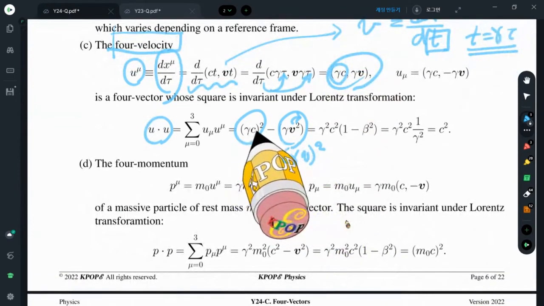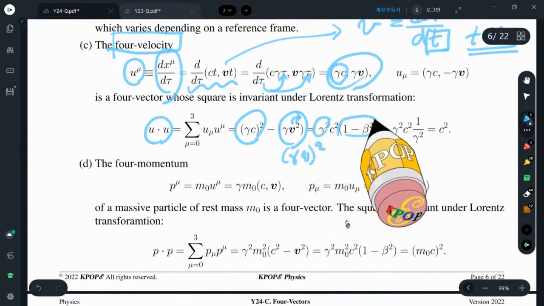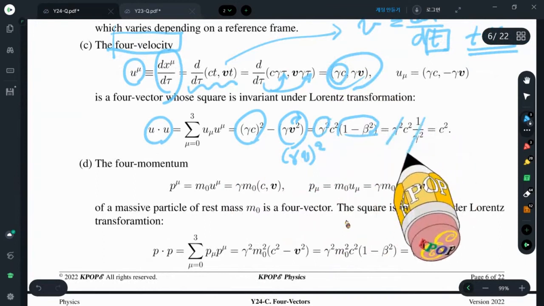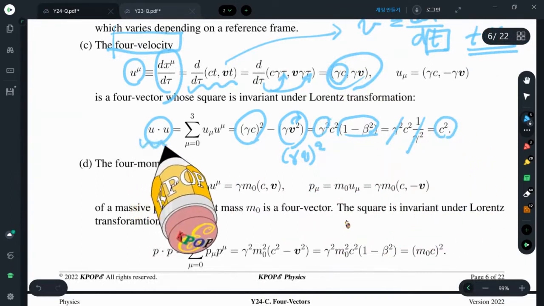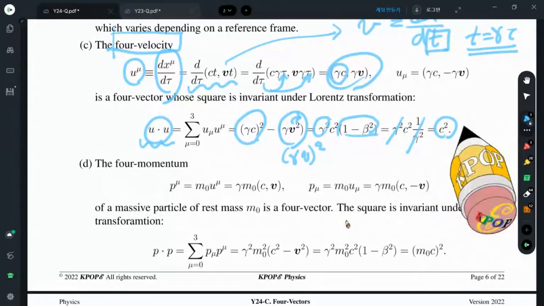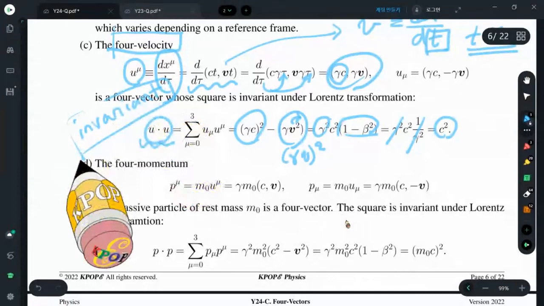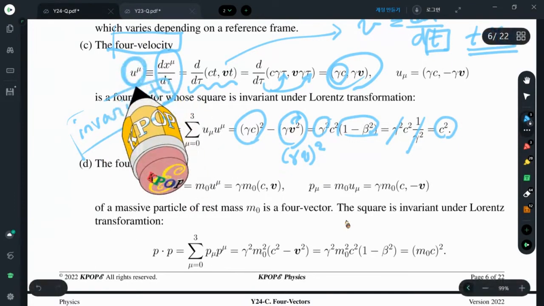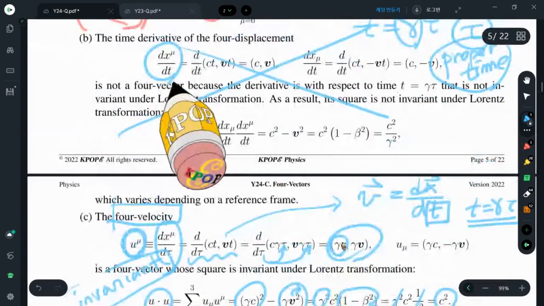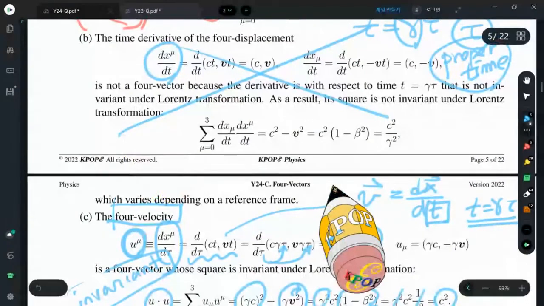So if we factor gamma c squared out, it becomes this one. We remember this one multiplied by this one is 1. Now we can see u squared is c squared, the speed of light squared, so it is an invariant quantity. Because for a vector, the scalar product is always invariant under Lorentz transformation, our 4-velocity is much better than this velocity. That does not satisfy the Lorentz transformation.